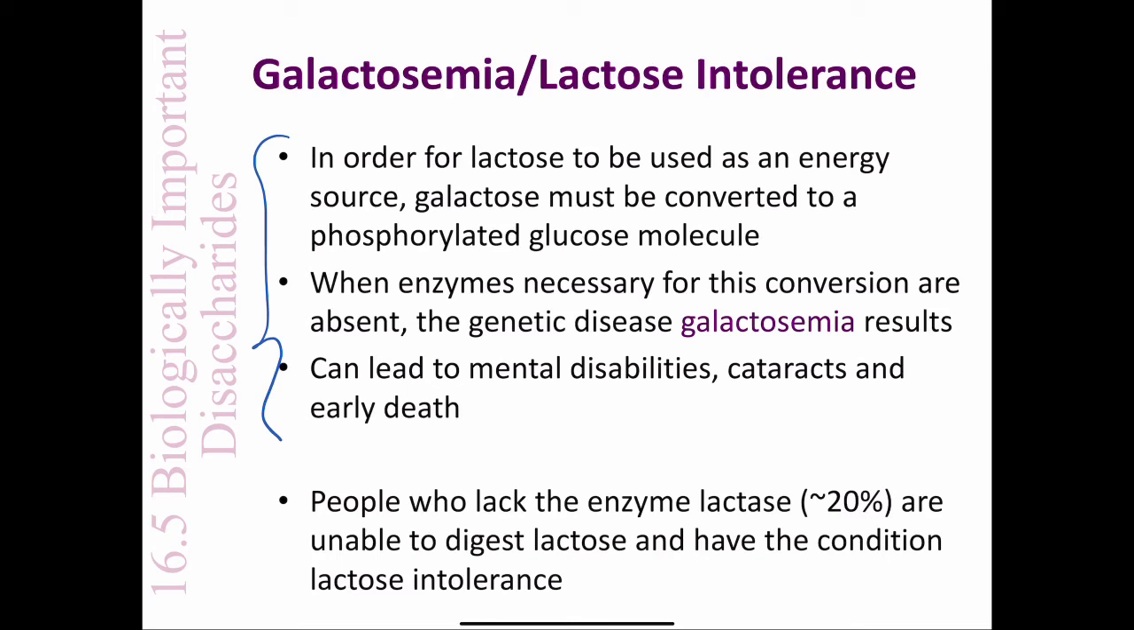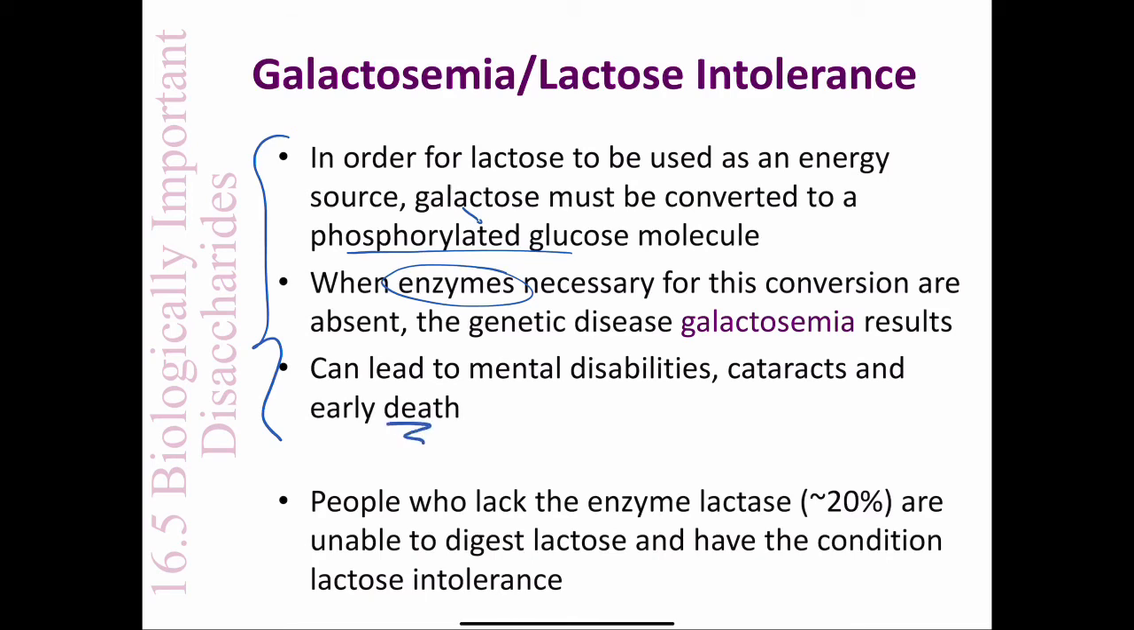But what happens is, in order to get from that galactose to that phosphorylated glucose, you need a specific enzyme in order to be able to do that. And it says that when the enzymes necessary for this conversion are not present in the body, you get a genetic disease called galactosemia, which is a very serious disease. It can lead to all kinds of different problems, and it can even lead to death.